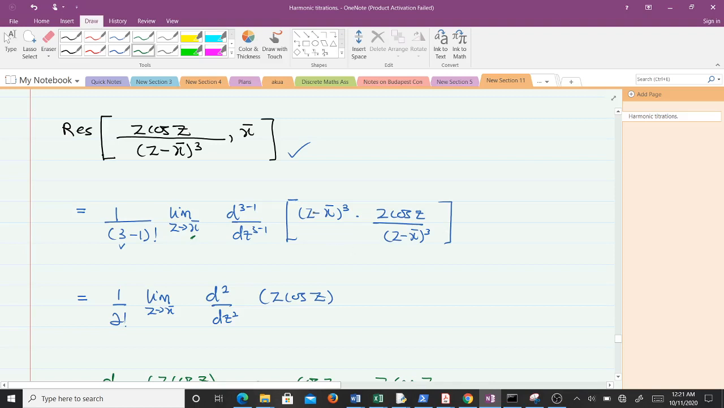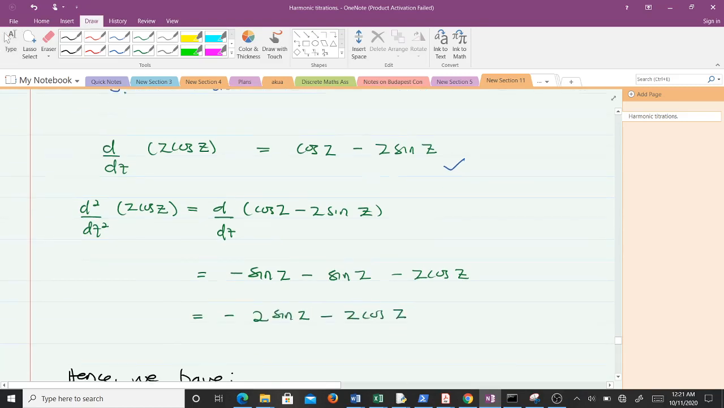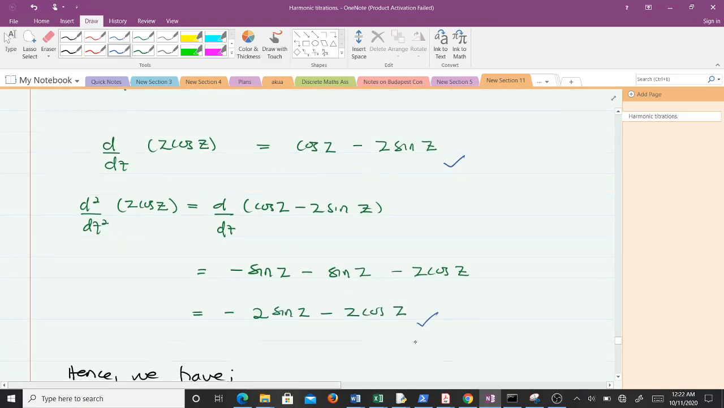Okay, so you could see that here this will cancel this. Then this will give us 1 over 2 factorial. Then the limit as z approaches pi, then d squared over dz squared of this function that we have here. So that means we have to differentiate this 2 times. Okay, so let's do that differentiation. When we differentiate this once, z cos z, we get this. And when we differentiate it for the second time, we are going to get what we can see here. So the first derivative gives us this and the second gives us this.